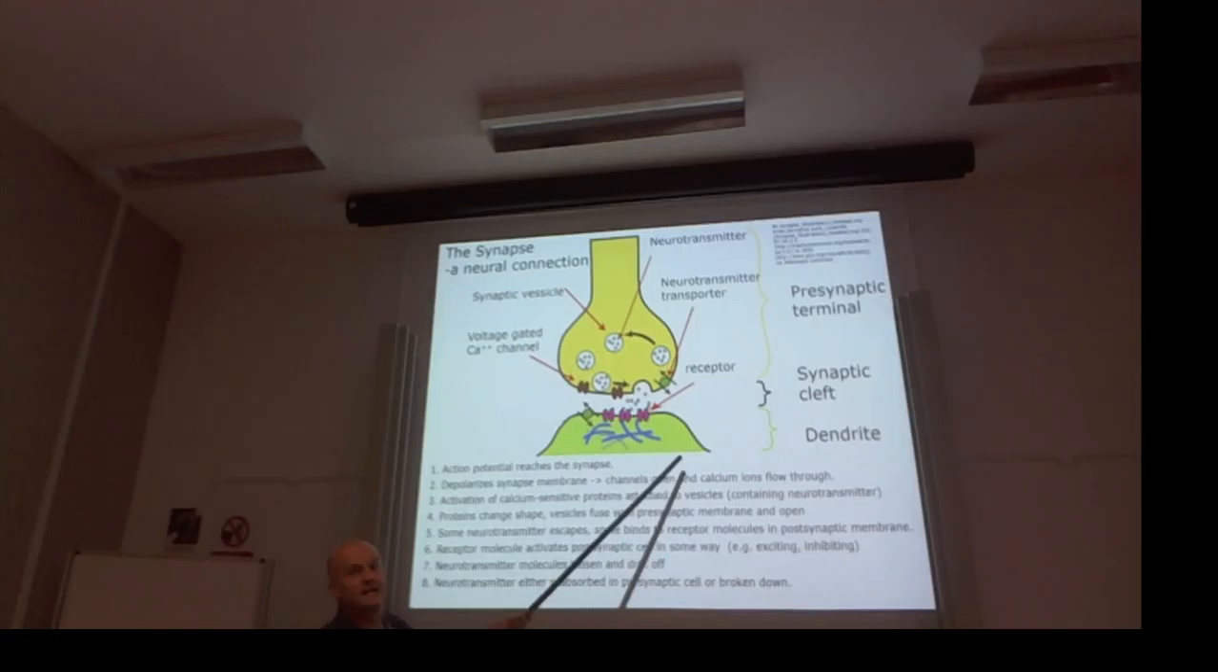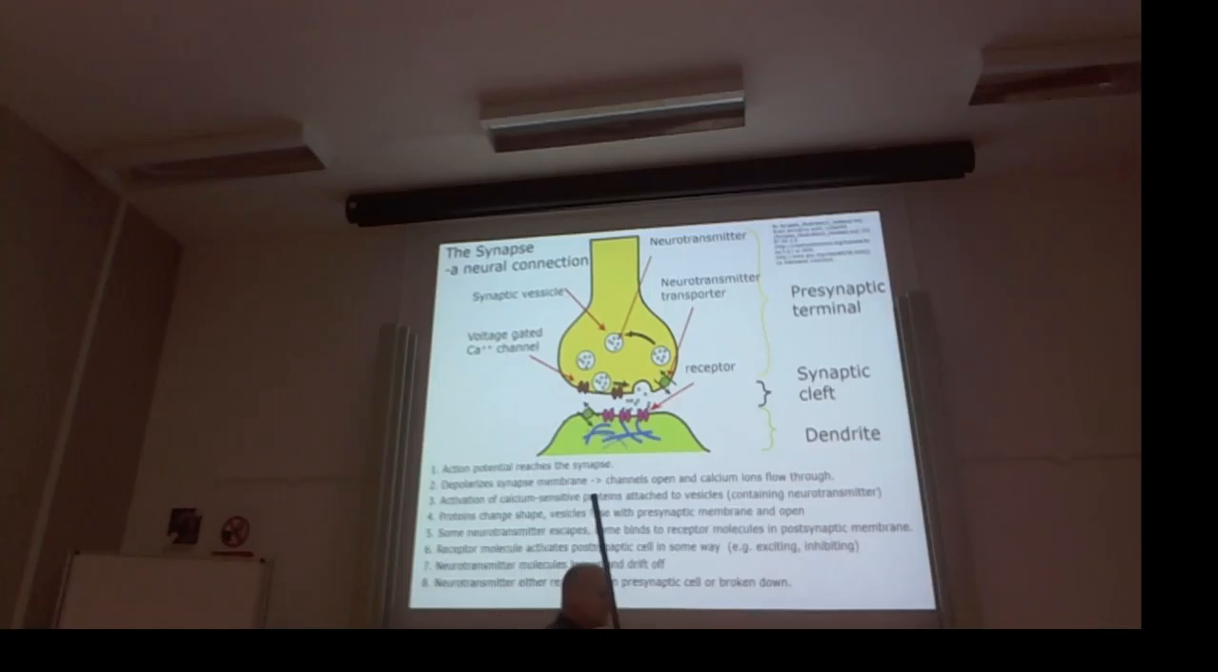And what that does is to activate the postsynaptic cell in some way. It could be making it more likely to produce an action potential. In other words, it's exciting it. Or it could be inhibiting the next neuron and making it less likely that this neuron, of which this is the dendrite, is going to fire. So it could be an excitatory connection or it could be an inhibitory connection, depending on these receptors here and the neurons, if they're the right ones.